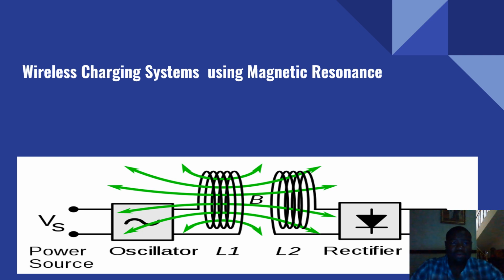I want to make a presentation proposal about the wireless charging system using magnetic resonance. As you can see over here, how it works is you have a power source connected to an oscillator and two inductors, to form the magnetic field, a rectifier, and the load.